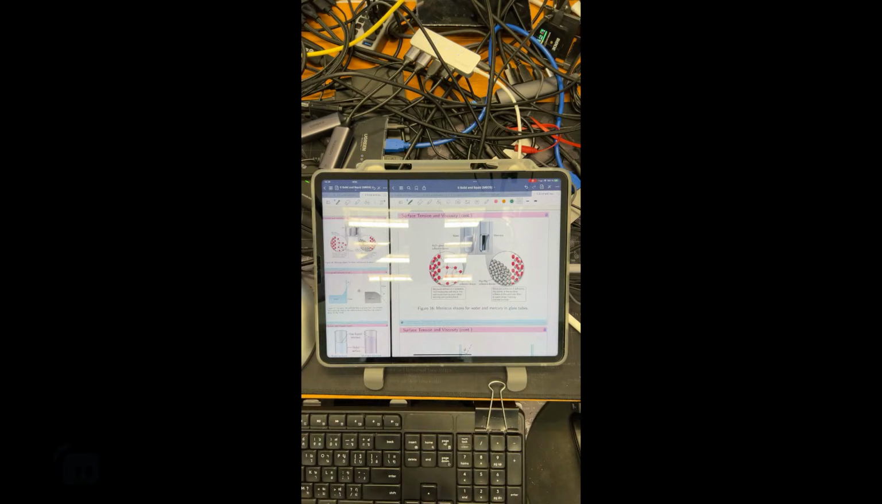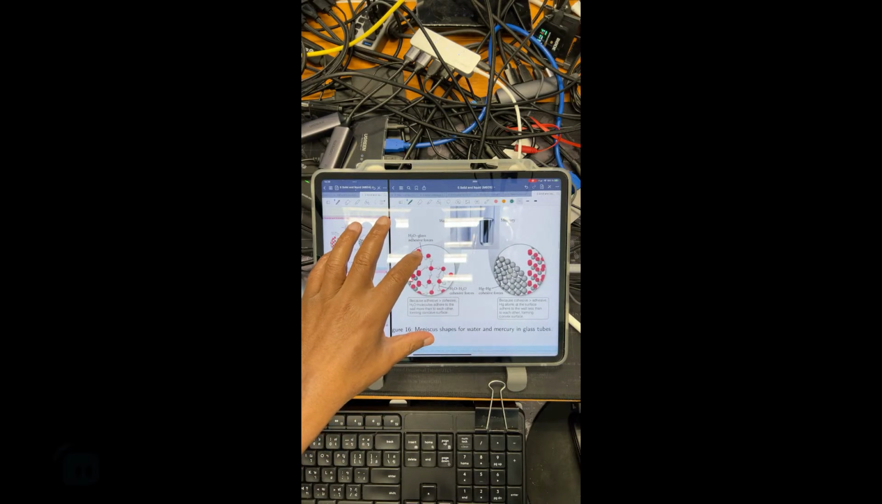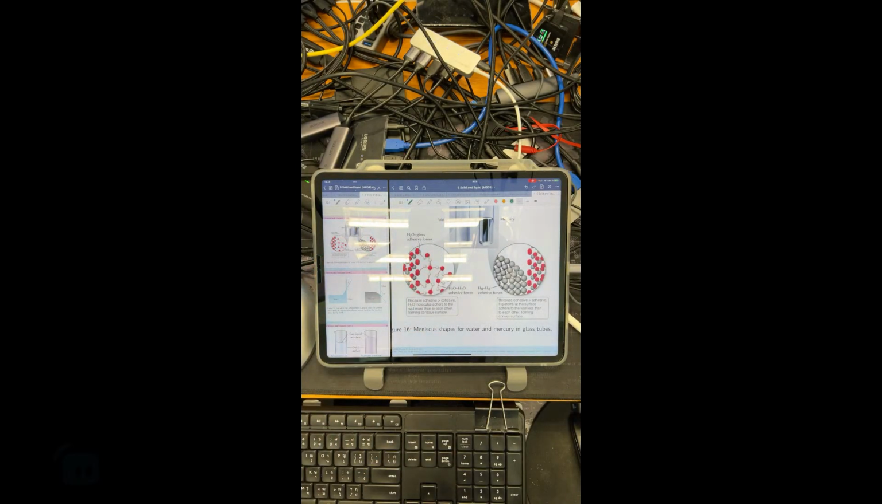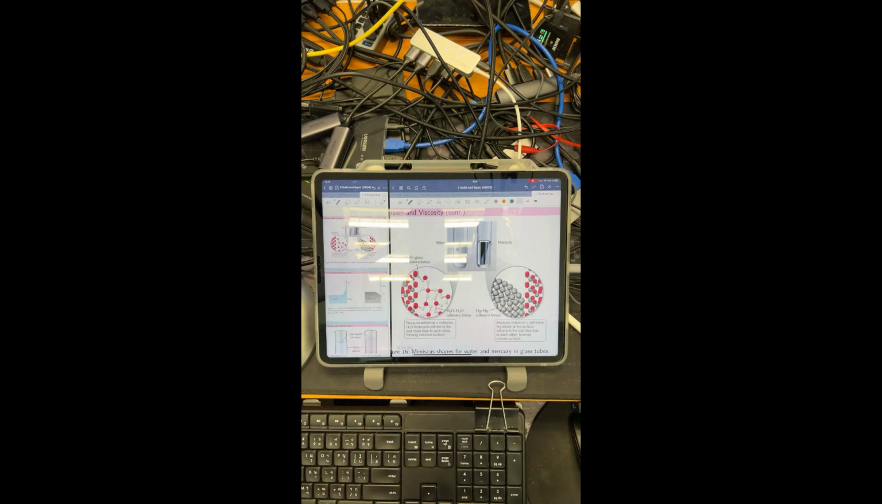In order to see the reason, we have to take a closer look at the picture. The close picture is the following. You pour the water inside the capillary tube, you see this shape of water, right? And you pour the mercury into the capillary tube, you see this surface of the mercury. The reason is the following.